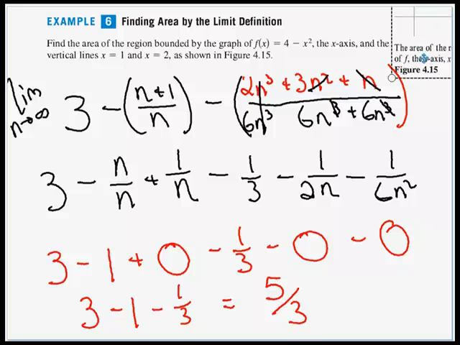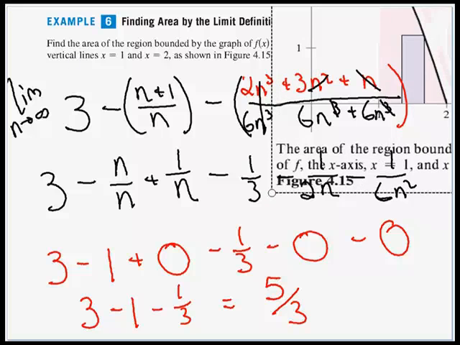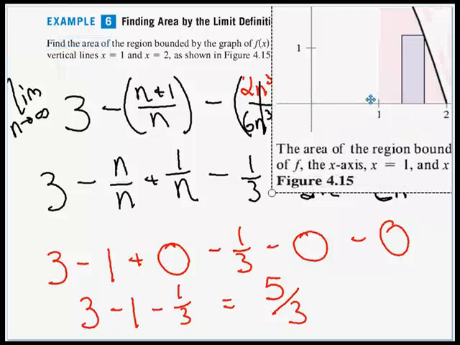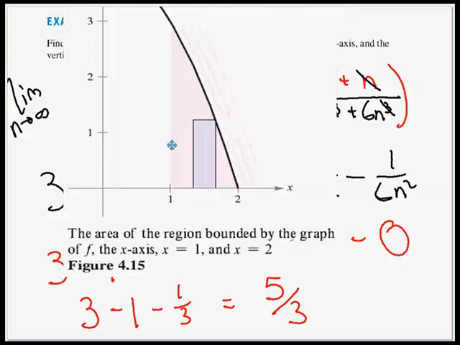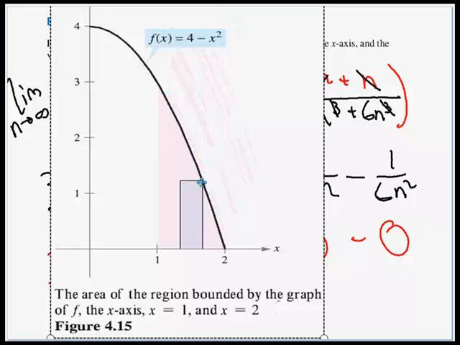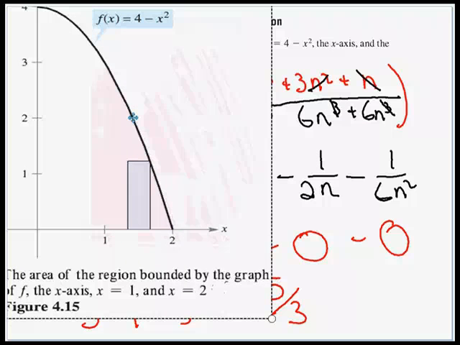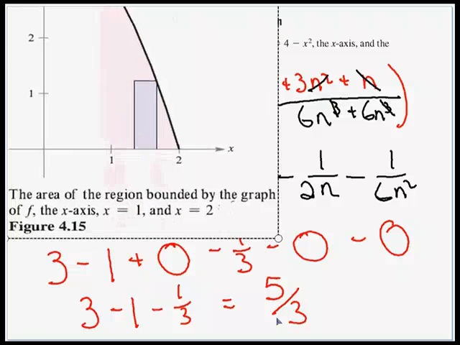So the area we were looking for under this curve, from 1 to 2, the area under the downward opening parabola 4 minus x squared, the exact area of that is exactly 5/3 units squared.